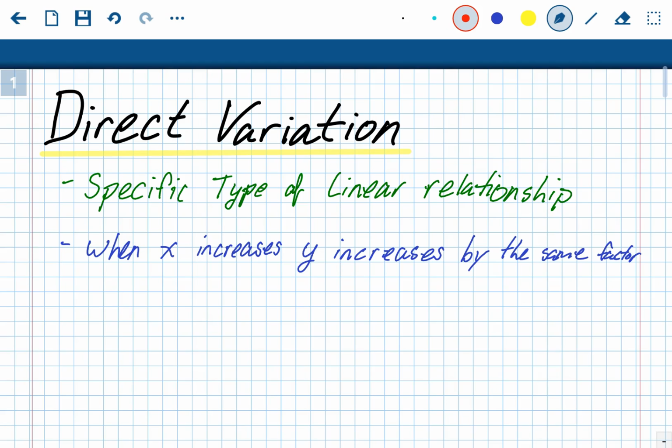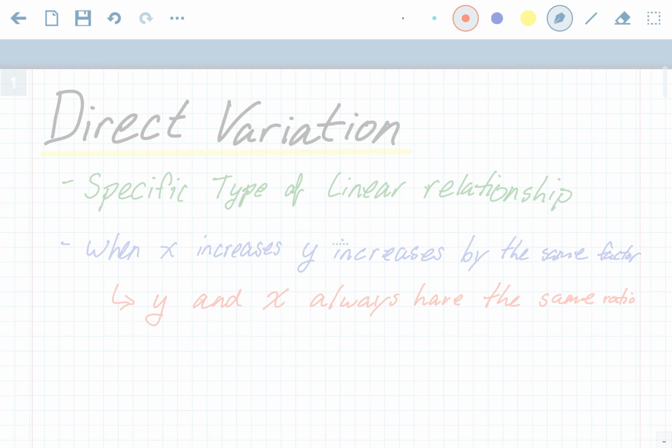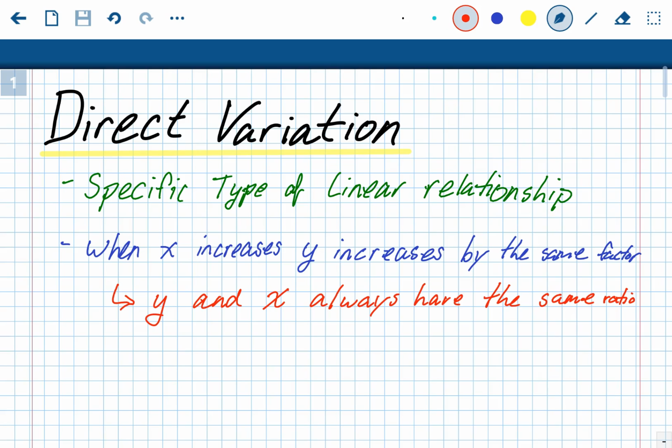Another way of saying that is that y and x always have the same ratio, and ratio being y over x. So that y over x value, regardless of what y and x are, when you simplify that ratio, it's always going to be the same. When we do direct variation, we're going to look at direct variation with equations, with tables, with graphs, with word problems, and they're all going to have this special pattern to them. So we'll break it down into each type of category, starting first with equations.